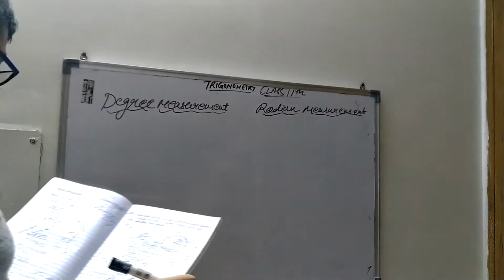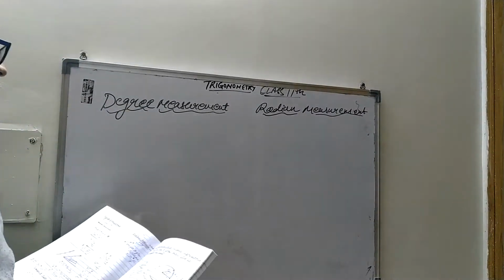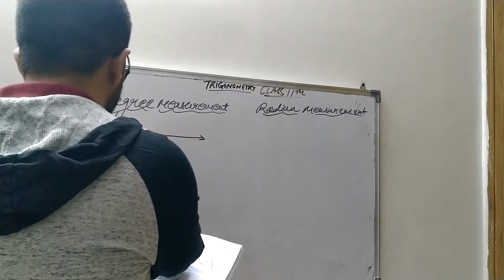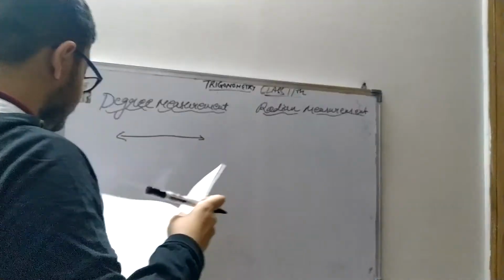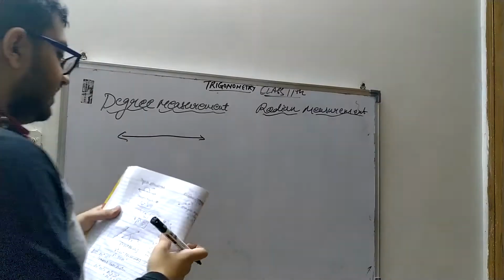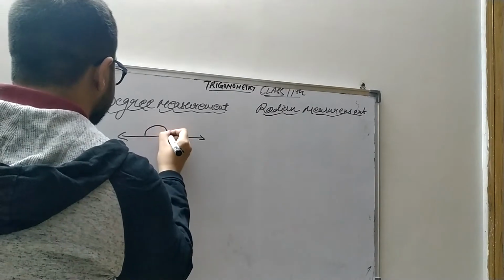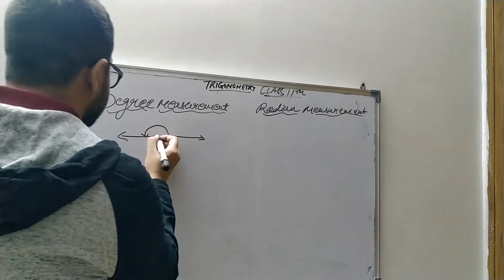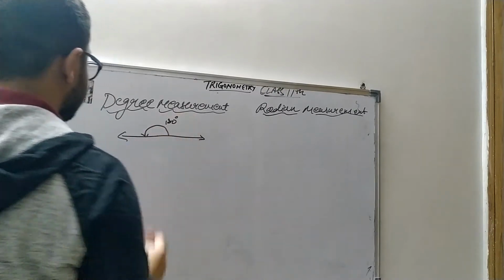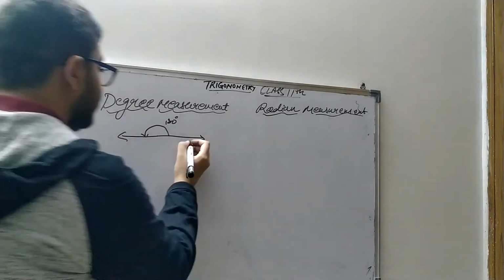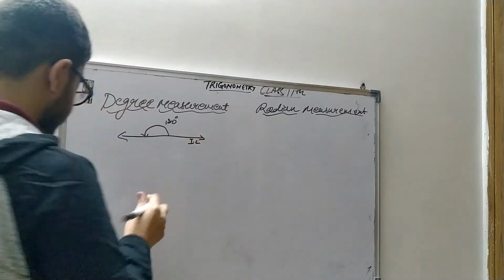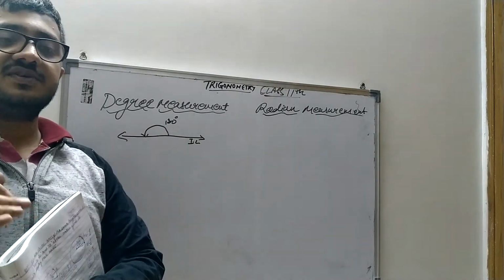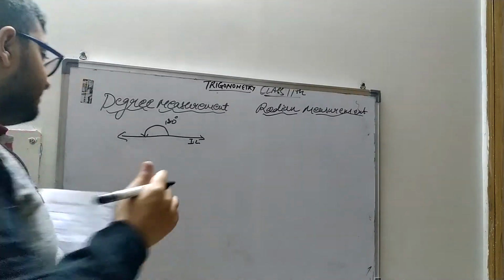And degree measurement. So in degree measurement, if we form a straight line, then the angle will be about 180 degrees. This is the initial line here. So we know that the straight angle is about 180 degrees.